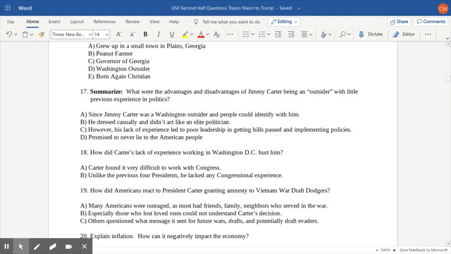What were the advantages of Carter being an outsider? What were the disadvantages? So as a Washington outsider, people could identify with him. They kind of seemed like somebody that they can hang out with, or they might see walking around their town.